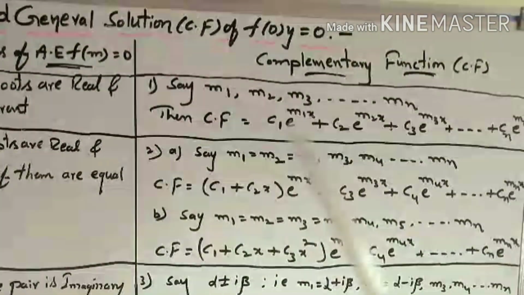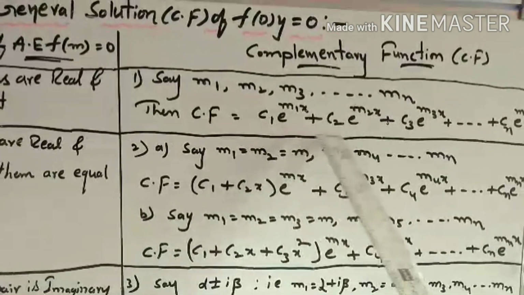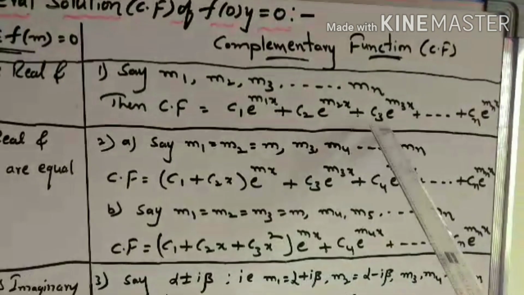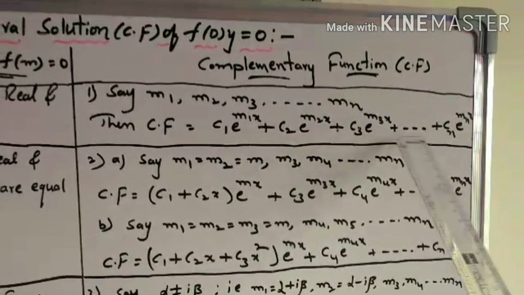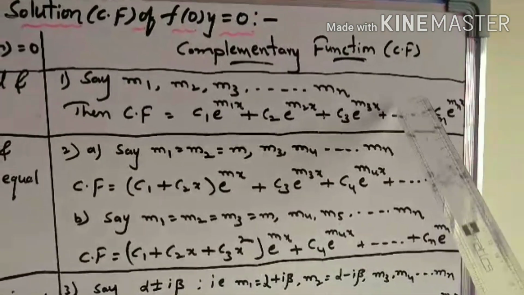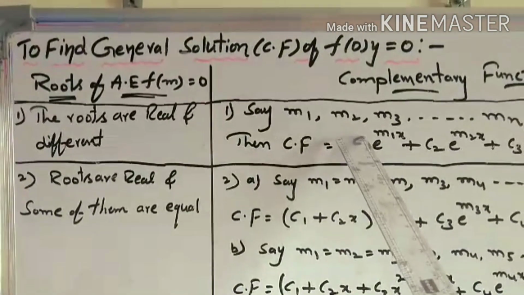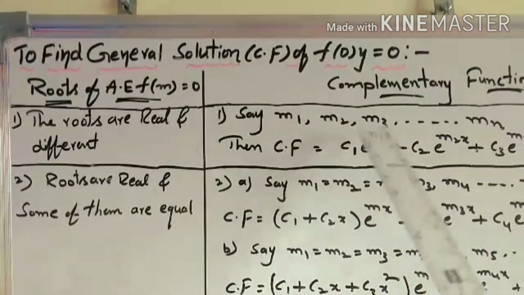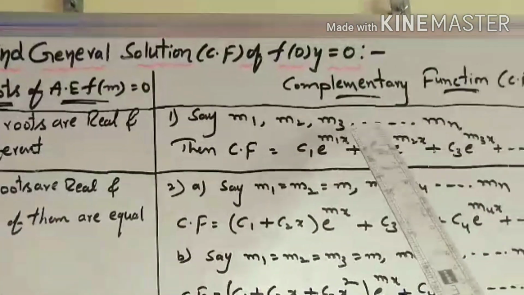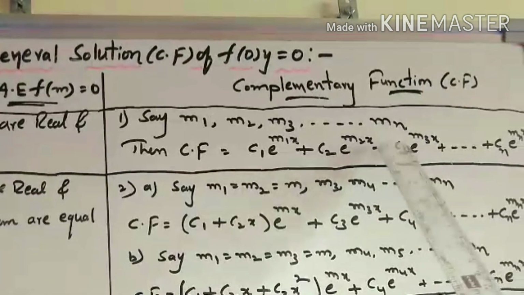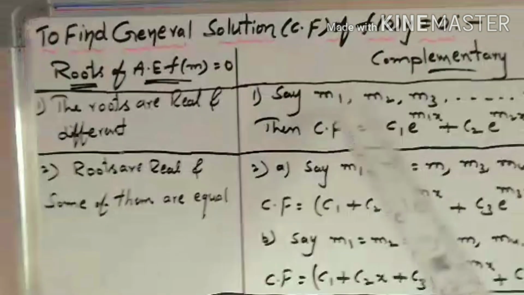That means, suppose the roots are 2, 3, 4. Three roots. Then we take c1 e to the power of m1 x plus c2 e to the power of m2 x plus c3 e to the power of m3 x. We can stop here if there are 3 roots. If there are 4 roots, continue with c4 e to the power of m4. If we take a third order differential equation, we get 3 roots. If we take a fourth order differential equation, we get 4 roots, that means m1, m2, m3, m4. So if we take an nth order linear differential equation, we get n roots. It depends on the linear differential equation.